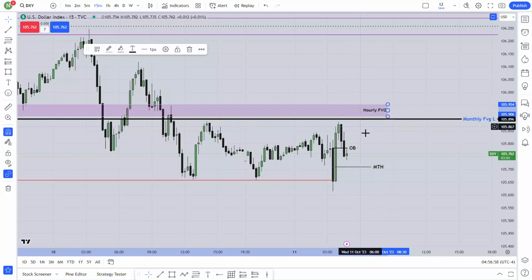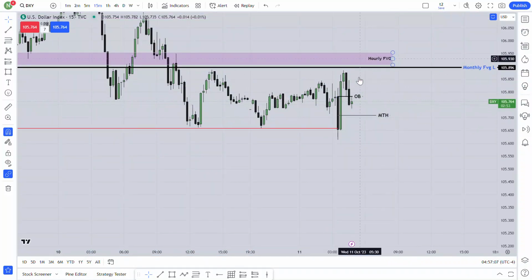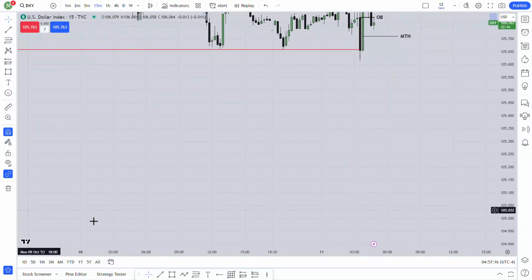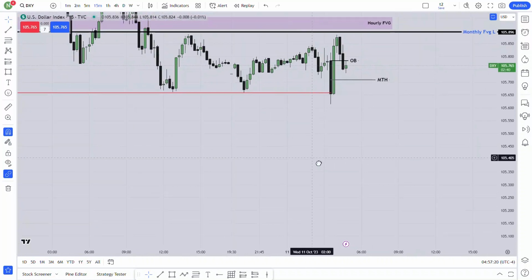I need some kind of big run from this area, these two areas, monthly fair value gap low and this hourly fair value gap low. Instead of this, if market just gave me the big run to the lower part, the energetic run, then I will look for some lower portion, some lower liquidity. I will talk about this later when I'll be live, because I will go live today as well.